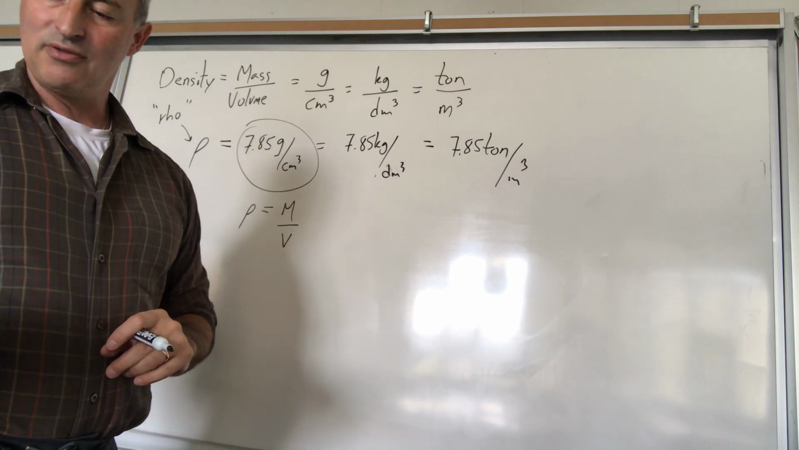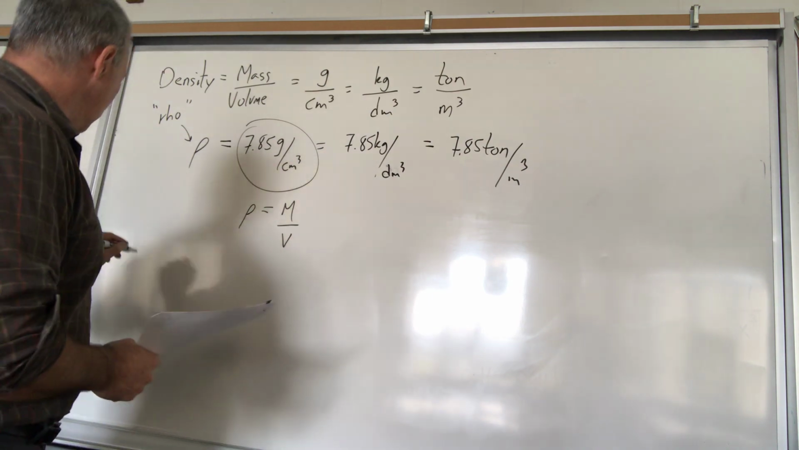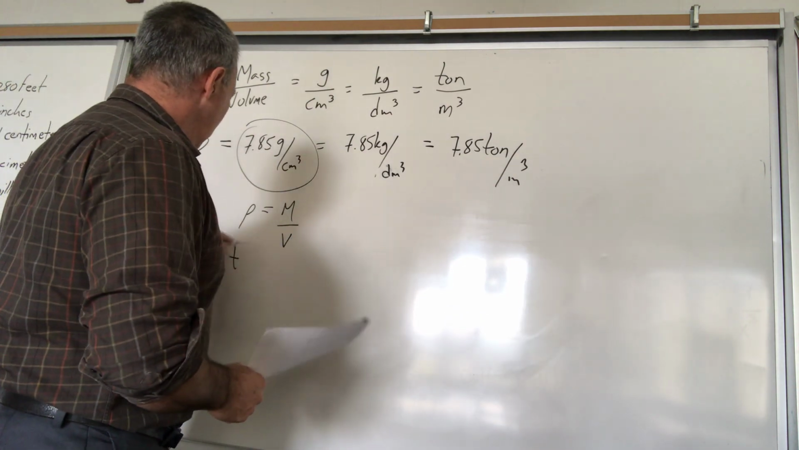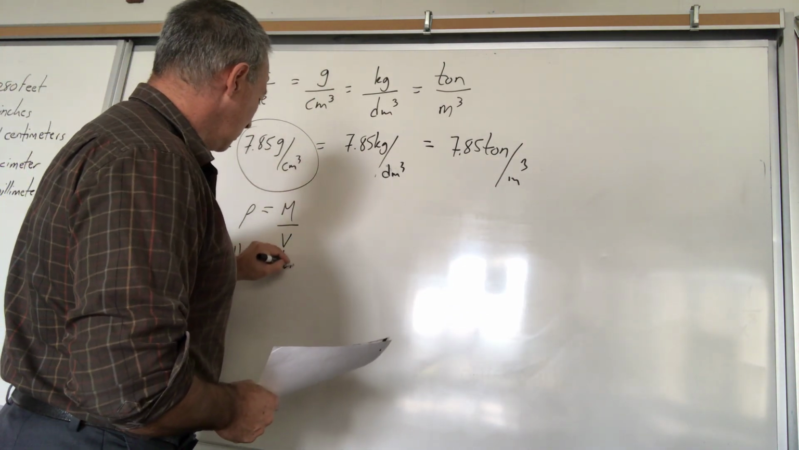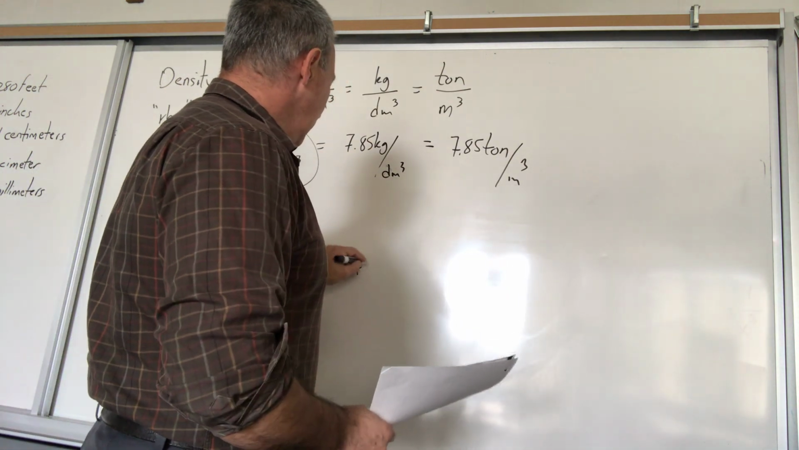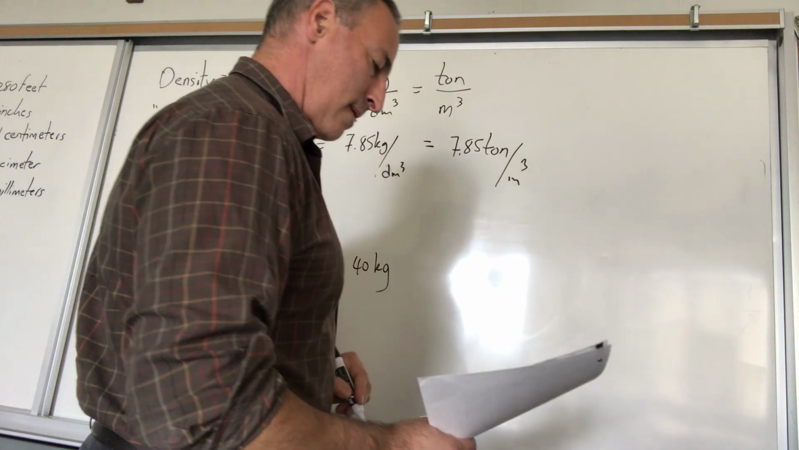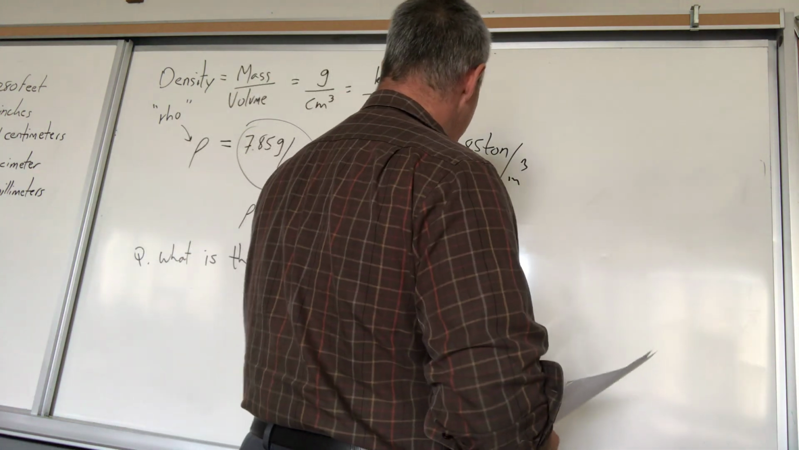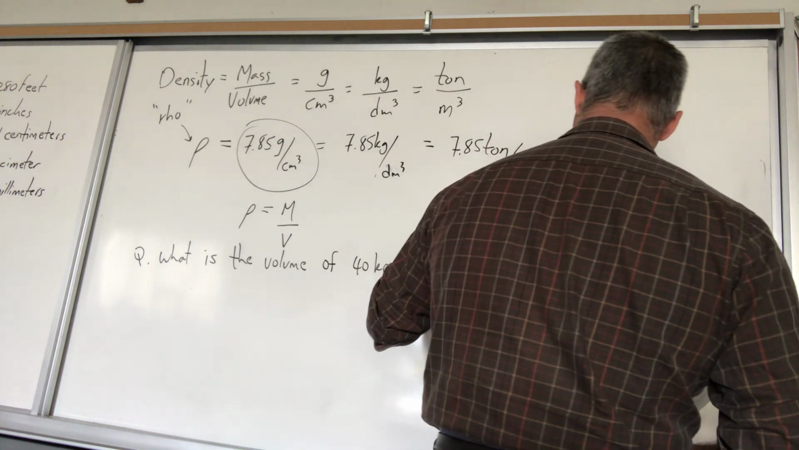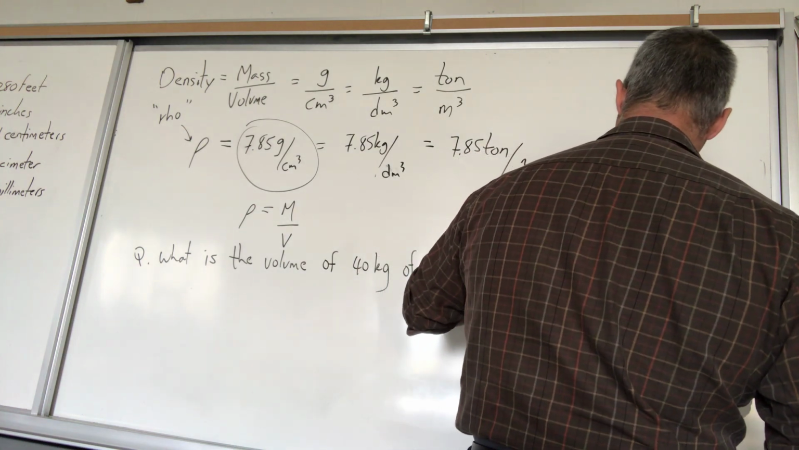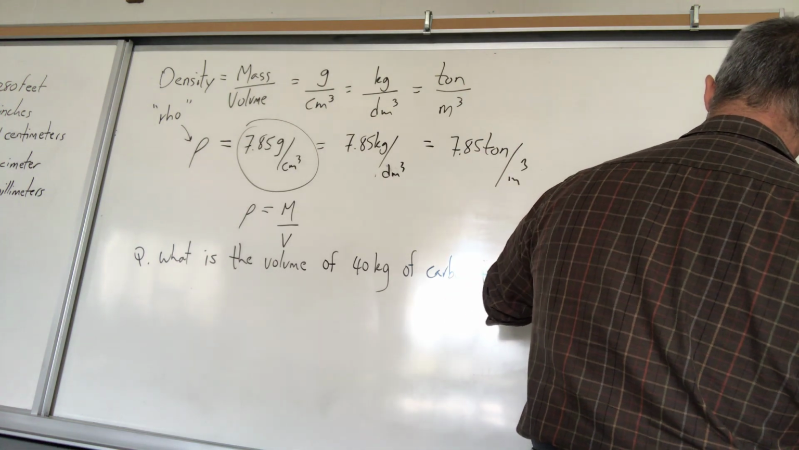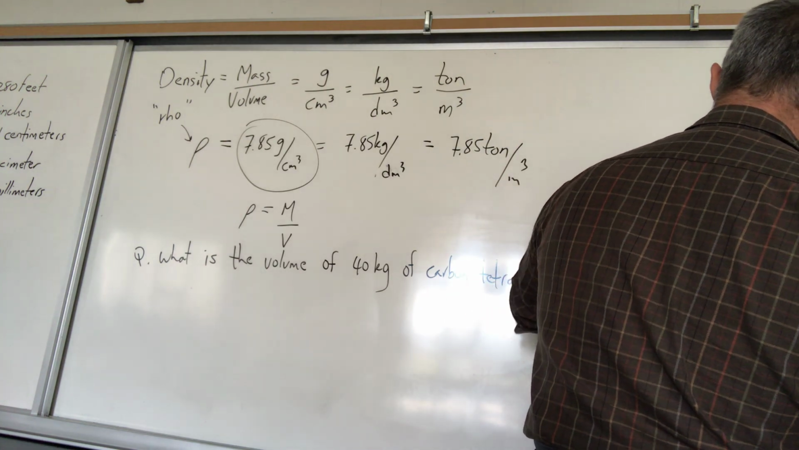So it says, find the volume of 40 kilograms of carbon tetrachloride, which has a density of 1.6 grams per centimeter cubed.